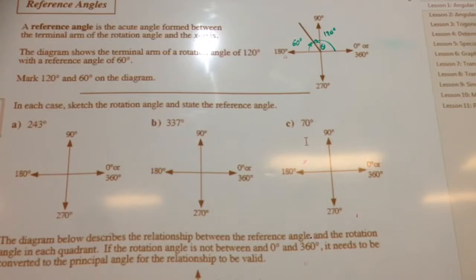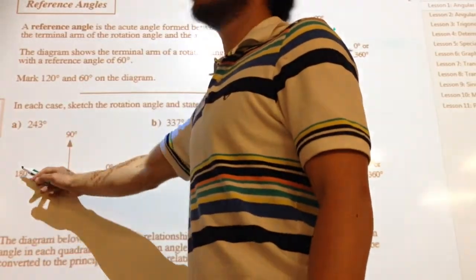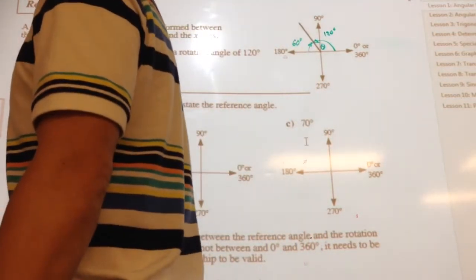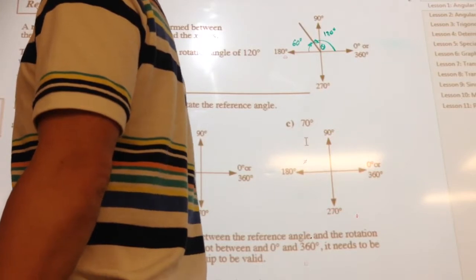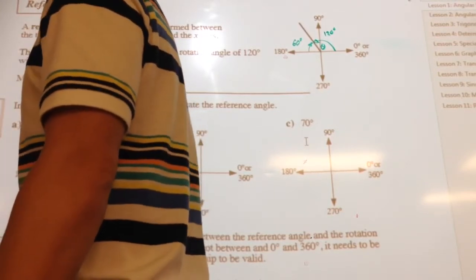In each case, sketch the rotation angle and state the reference angle. I want to find a rotation angle of 243 degrees. In which quadrant is that rotation angle going to end? Third. My third quadrant, right down here, because I know that 243 is in between 180 and 270 degrees. So down here is where my 243 degrees is, and it's positive.